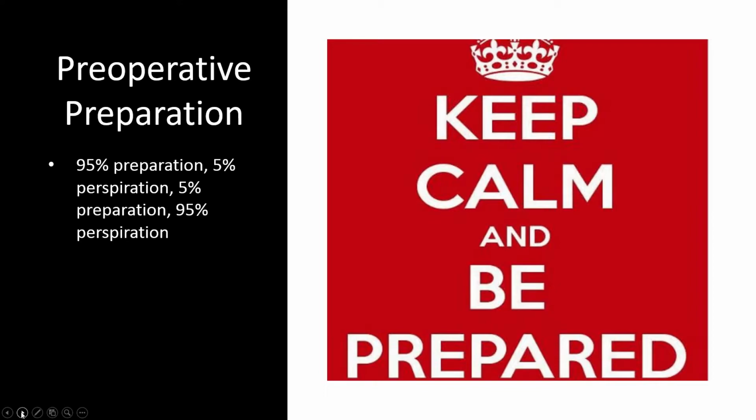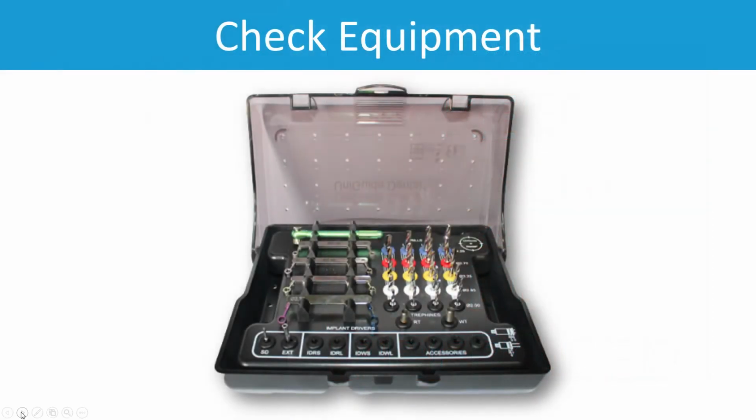Now most important in this operation is your preoperative planning, and we've done this via means of our scans. And if we plan things correctly and we know the stages, we avoid this situation of getting into a panic, especially when we're starting to place implants. So 95% preparation, only 5% perspiration. If you don't plan it, 5% preparation, 95% perspiration. So planning and knowing what you're doing and being familiar with your equipment will really help.